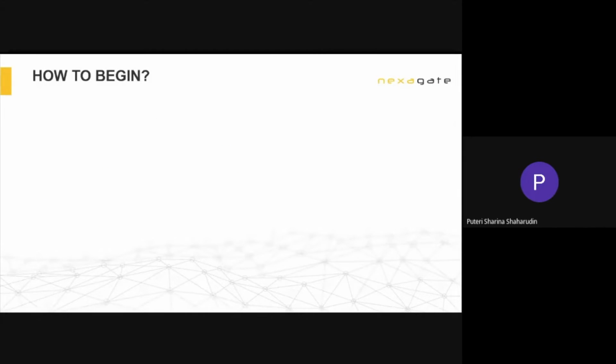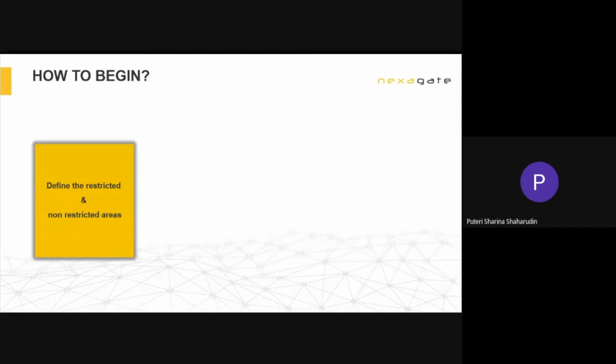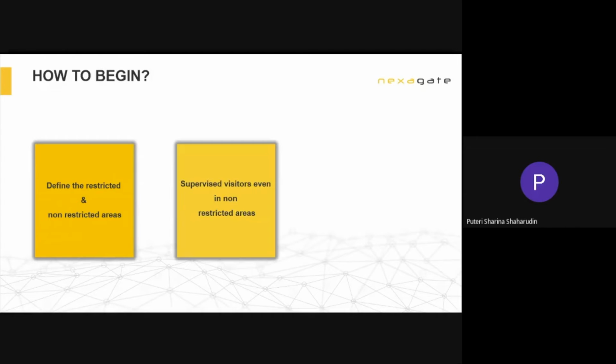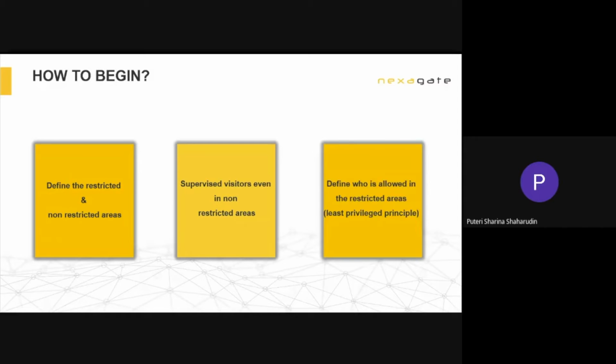Now you may begin simply by first defining the areas into two categories: restricted and non-restricted areas. Visitors should be supervised even in non-restricted areas. Define who is allowed to access restricted areas by following the principle of least privilege, whereby access is only for employees with legitimate business reasons.